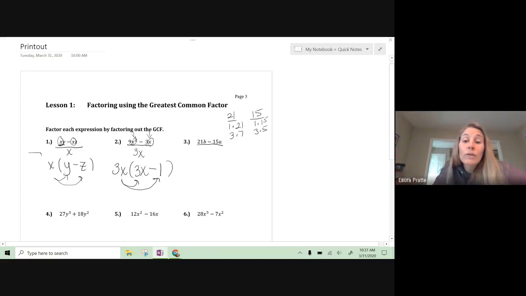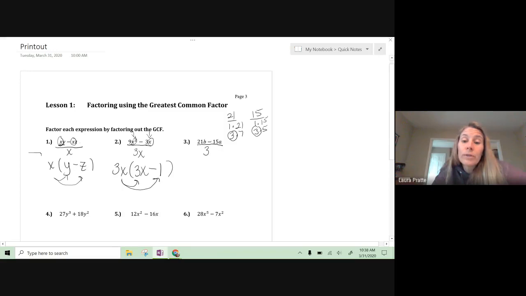So which factors do they have in common? Obviously, everything has a 1 in common, so that's not really helpful. But of the other options, they both have a 3. So that's the greatest common factor that we can divide by here.